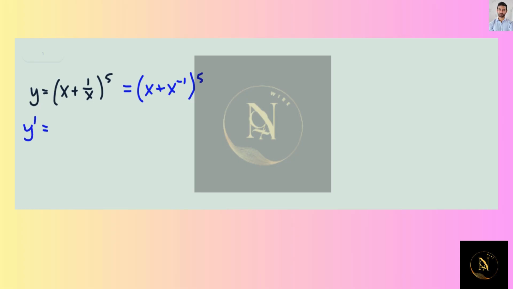So we start with the derivative of the outside function. So we bring down the 5, we raise the inside to the 4th. Now we need to find the derivative of the inside function, so we multiply by it. So the derivative of x is 1, and then the derivative of x to the negative first would be negative 1 times x to the negative second. Okay, now we just need to simplify this.